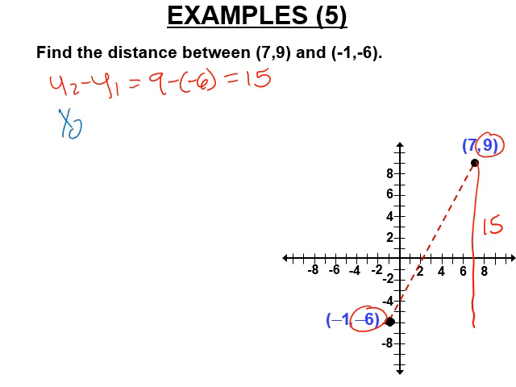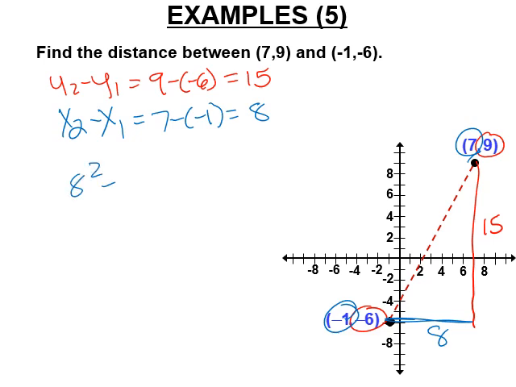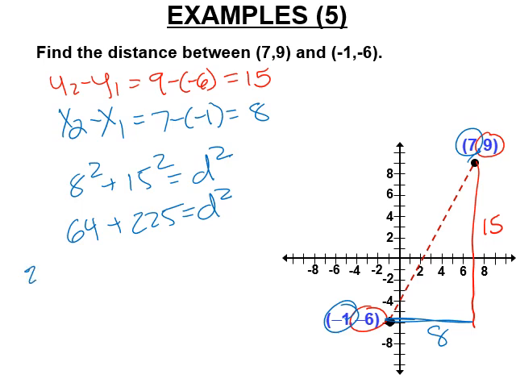And to get the horizontal distance, that's this one, you're going to subtract the x coordinates. 7 minus negative 1 is 8. So we're going to have 8 squared plus 15 squared equals d squared. 8 squared is 64 plus 15 times 15, 225 equals d squared. 225 plus 64 is 289. So it's the positive and negative square roots of 289.